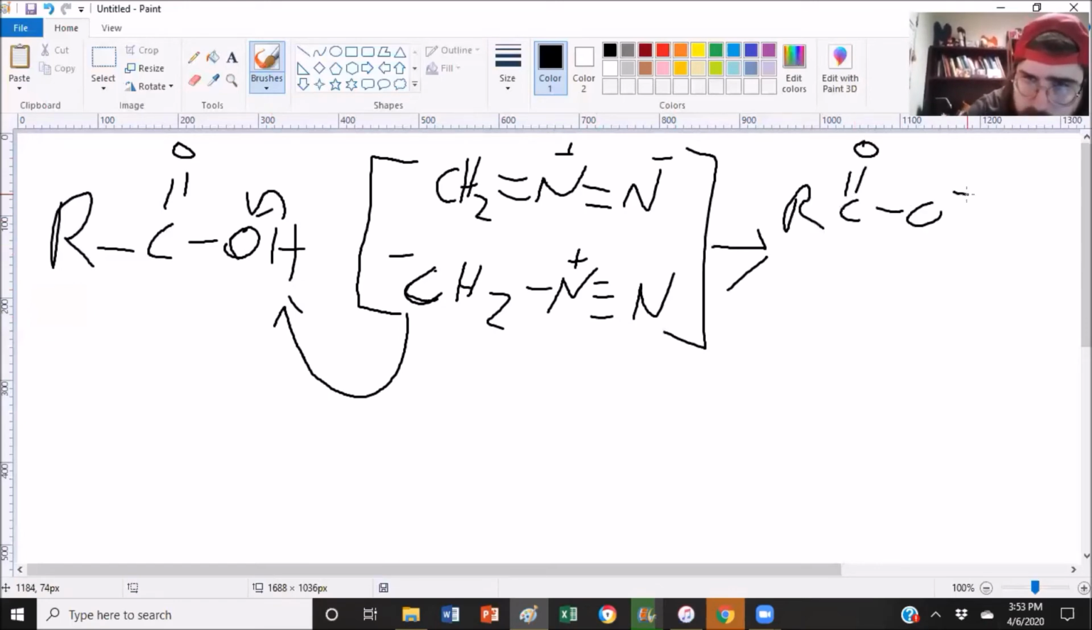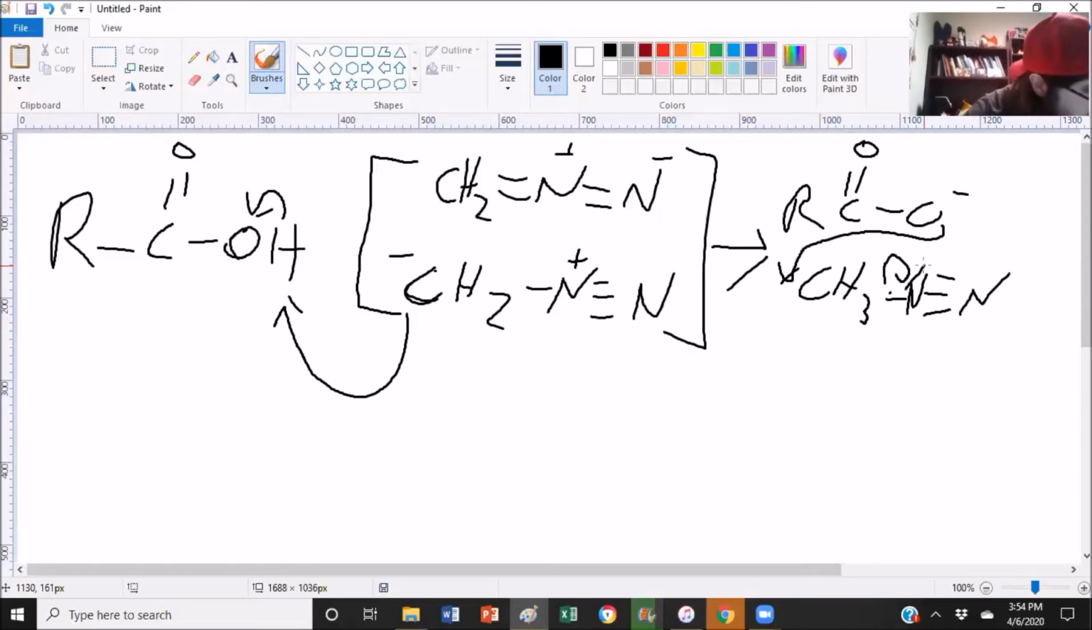And our CH3 and triple bond N, which is now a very good leaving group. So the next step is then, oh, this attacks here and kicks off our dinitrogen. And what do we have? We have our methyl ester, and our nitrogen gas.